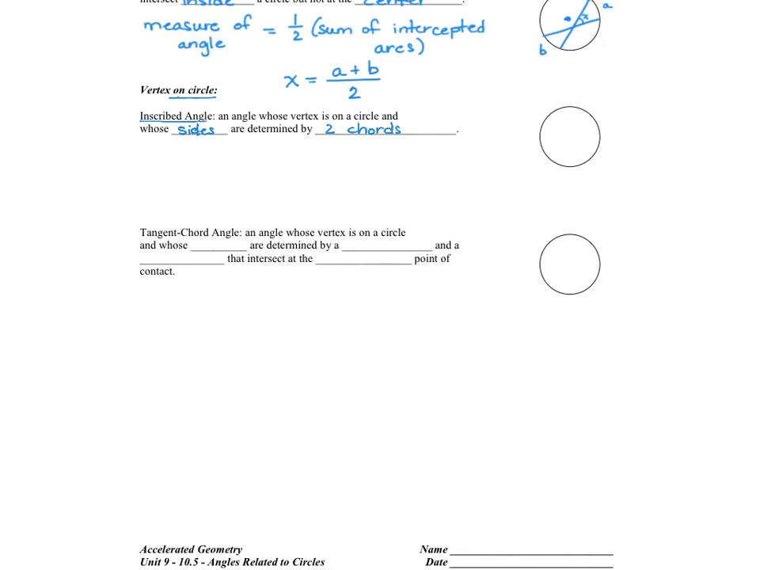So if I draw an inscribed angle, the vertex is on the circle and the sides are created by two chords. So if I want the measure of the angle, it will be half the measure of the intersected arc. So in this case, the measure of the angle is equal to half the measure of the intersected arc.